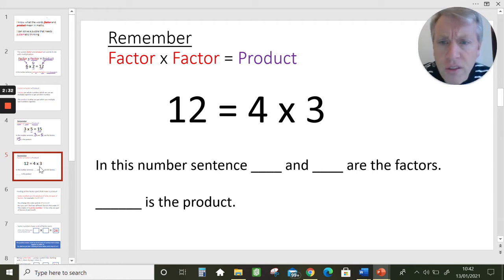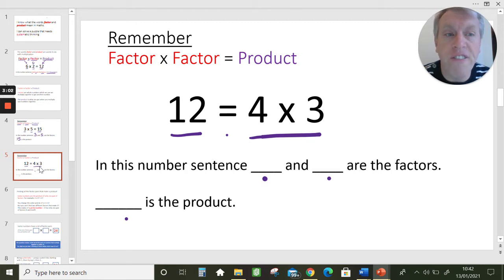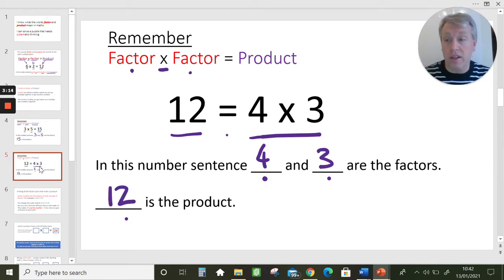So, let's have a look at this one. This one is the other way around. Can you see? It's the same kind of multiplication, but written in a different order. So 12 is the same as 4 times 3. Pause the video. Can you fill in the gaps? Hope so. In this number sentence, remember, it's the factor times the factor makes the product. So 4 and 3 are the factors, and 12 is the product.